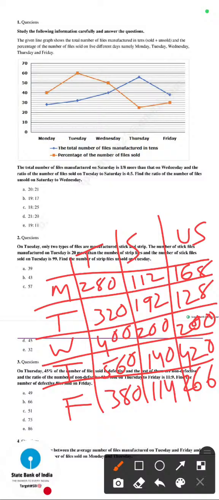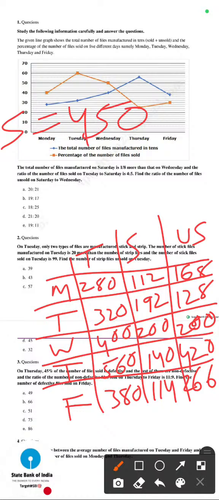The total number of files manufactured on Saturday. We don't have Saturday, so Saturday is imaginary, and it is said that 1/8 more means 9/8 of Wednesday. Wednesday is 400. So 9 divided by 8 into 400 means 8 50 times, 9 50 times will be 450. So on Saturday total number of files will be 450.